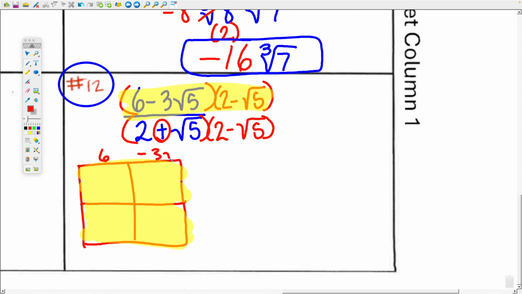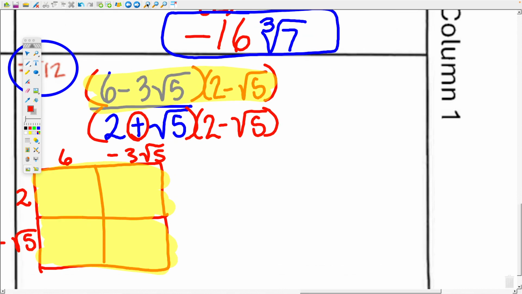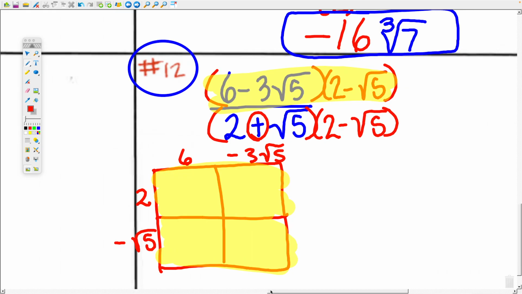6 minus 3 radical 5. 2 minus radical 5. Pay attention to your signs. Outside times outside, inside times inside. Do you know what I mean when I say that? Okay, you'll see. So first, I have 12 in this box, and then I have a -6 on the outside, and a radical 5 on the inside. -6 here, radical 5. And then at the bottom, y'all, negative times negative is a positive. And 5 times 5 is 25.